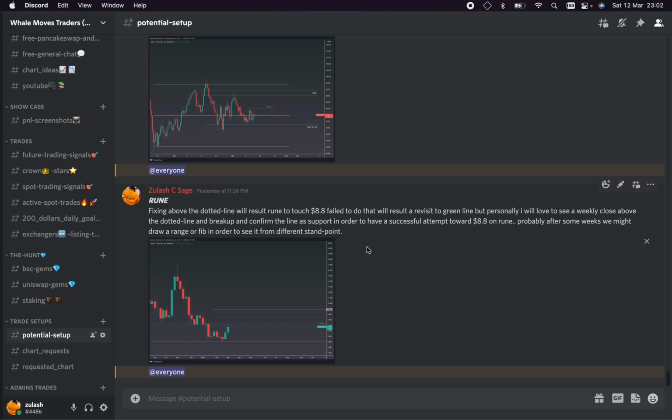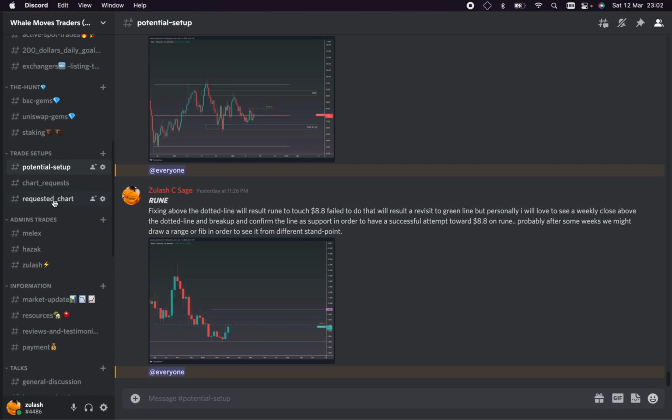But before then, the potential setup is a place where you can get a setup with the explanation of what to do and how to do it. Then the rest for you is to be patient and put your limit order or wait, and so forth. If you like, you can also request a chart idea here, and you get a chart idea.